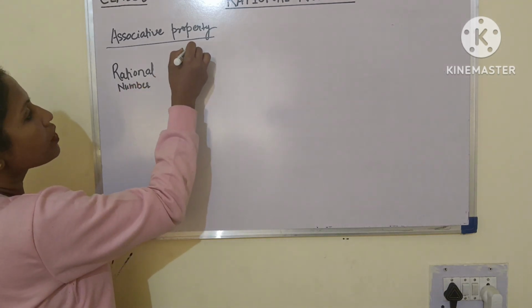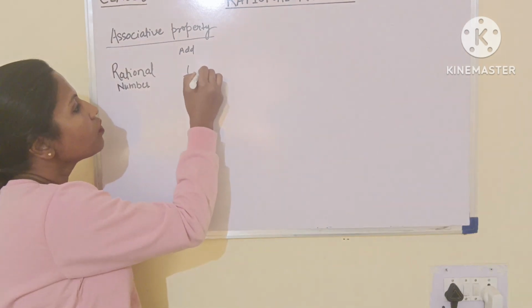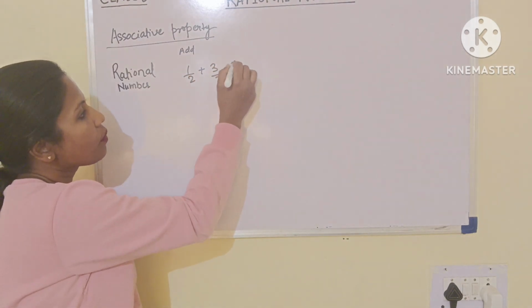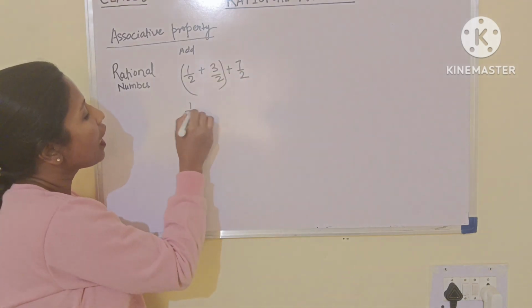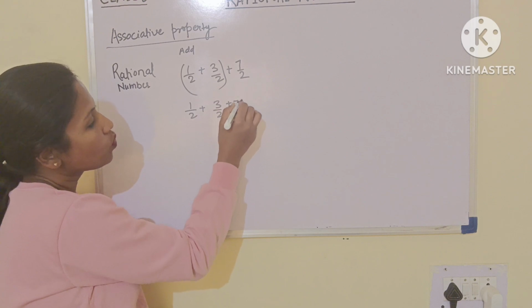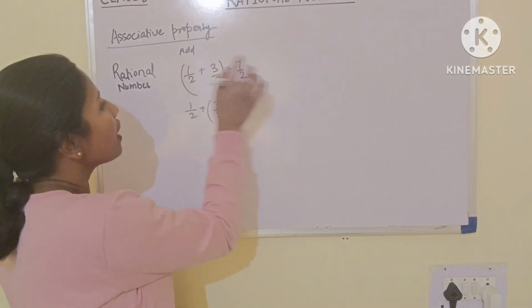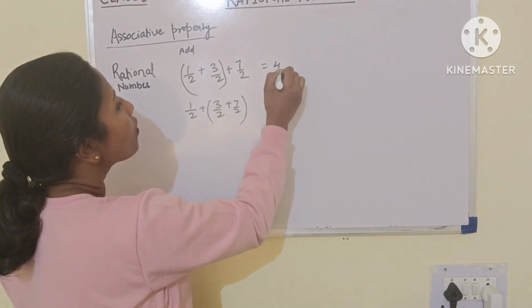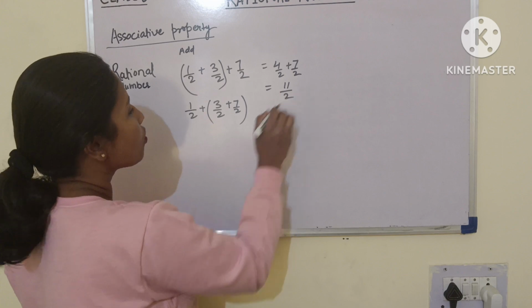So let's talk about addition first. Okay. So let's add simple numbers 1 by 2, 3 by 2 and 7 by 2. I'm adding first these two. Then I'll add 1 by 2 plus 3 by 2 plus 7 by 2. So it's a like fraction, right? So I'll add directly 4 by 2 plus 7 by 2. So it will give a 11 by 2.